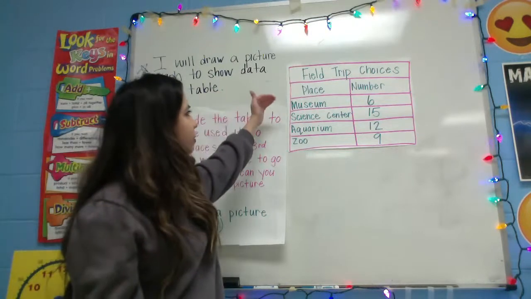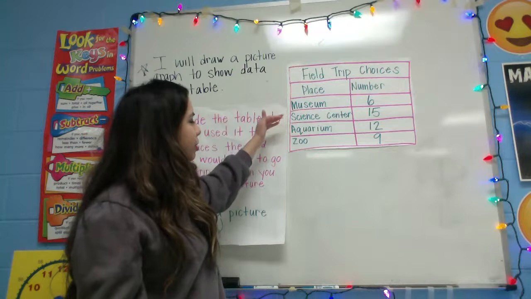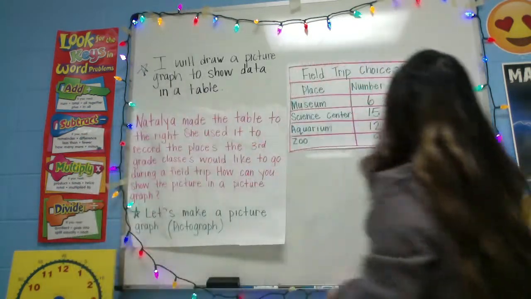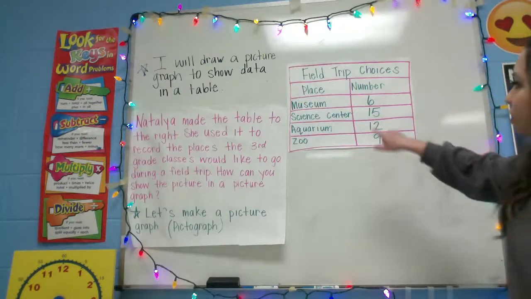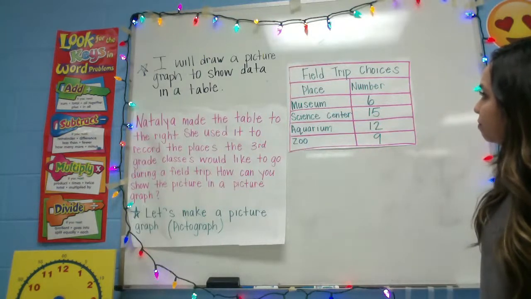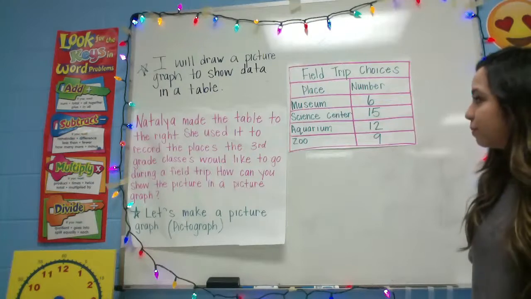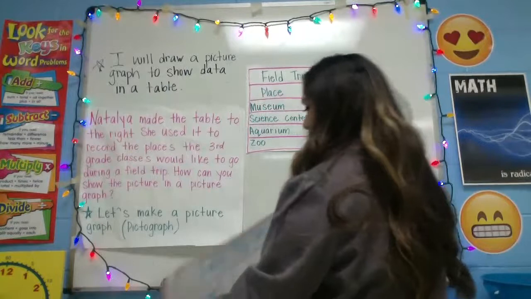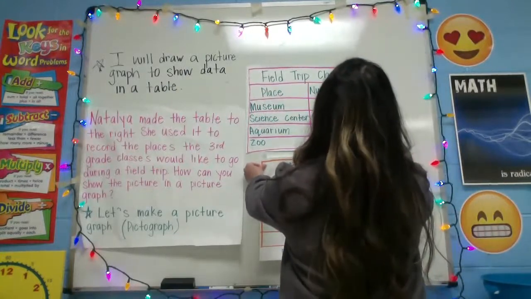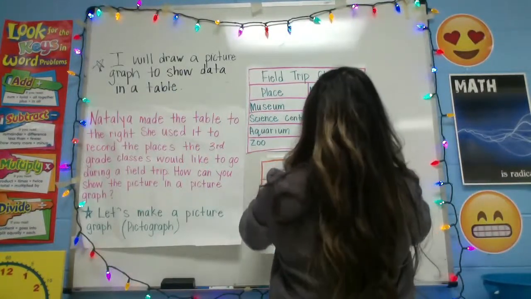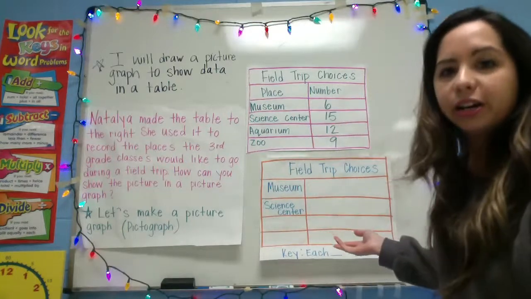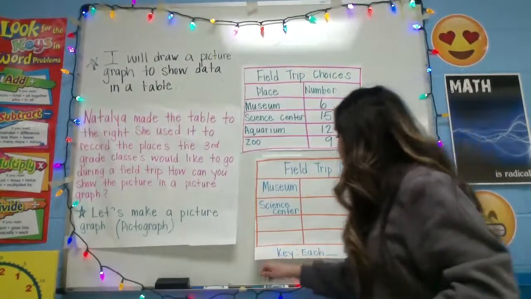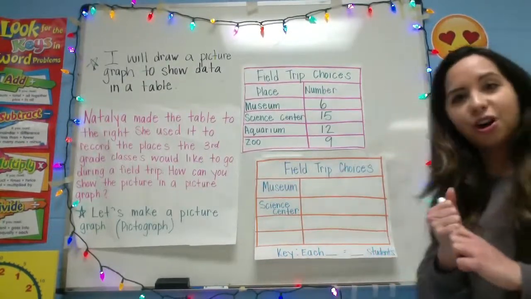Here are the places: the museum, science center, aquarium, and zoo. And as you can see here are the number of students that want to go to these places for their field trip, okay? So I already drew, so it can be faster. I already drew me a picture graph right here. All right, so again, I'm going to use this information in the table to draw a picture graph.